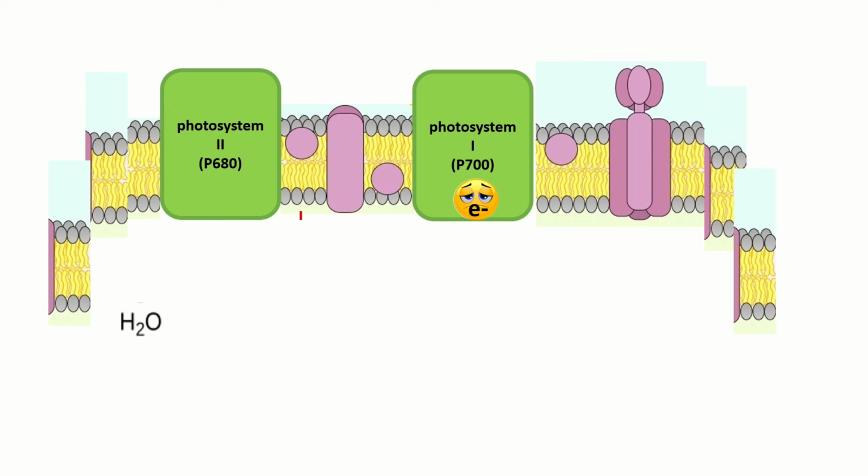Next, the photosystem 2 loses electrons. So, it will get the electrons from water. Okay, so the photosystem 2 needs to replace the loss of electrons. So they split the water molecule using the light energy from the sun. And this process is called photolysis.